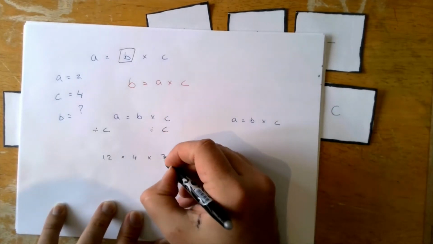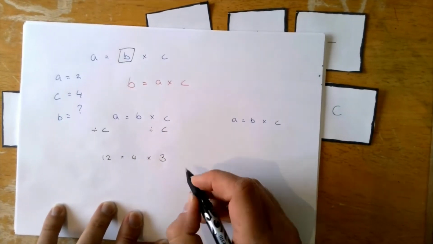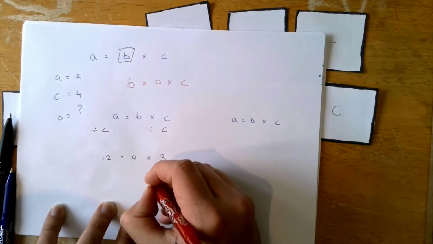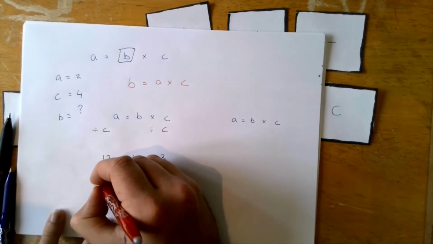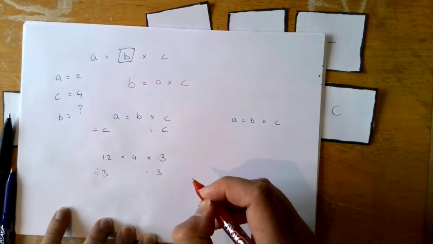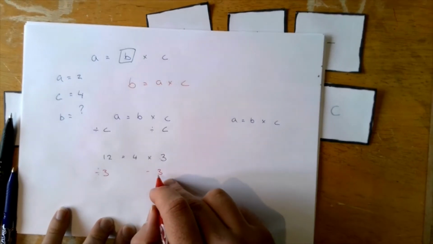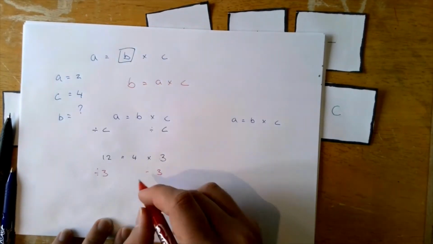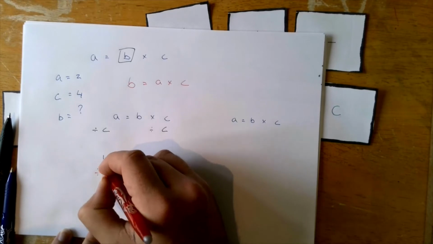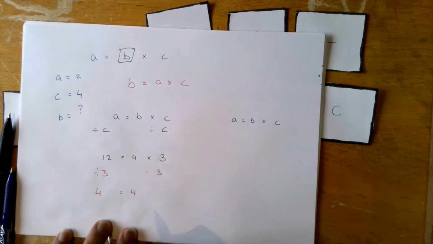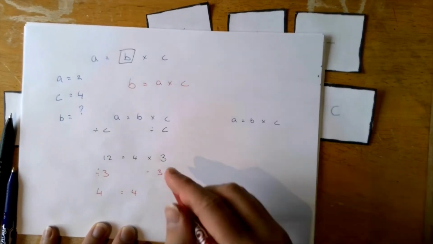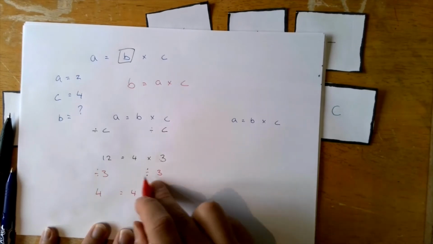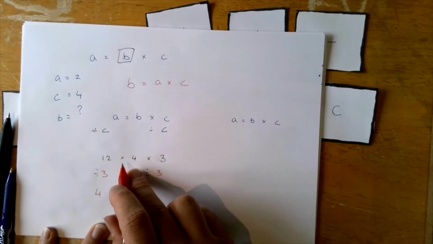12 is equal to 4 times 3. If I divide this side by 3, and I divide this side by 3, what have I got? Well, 4 times 3 is 12, divided by 3 is 4. 12 divided by 3 is 4. So it's the same thing, because I've done the same thing to both sides, so the equals sign is still true.